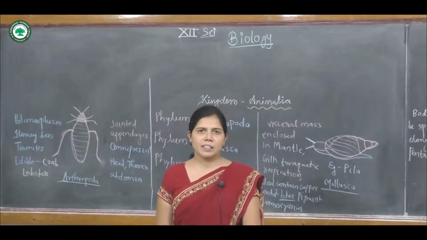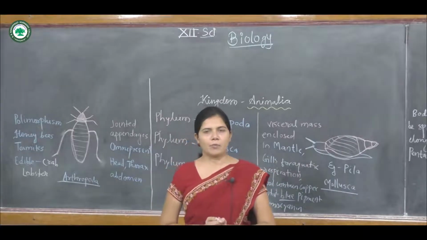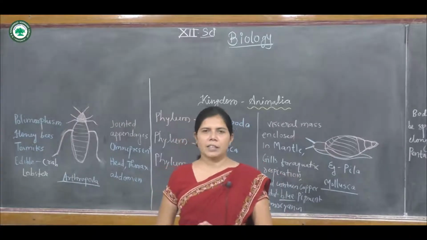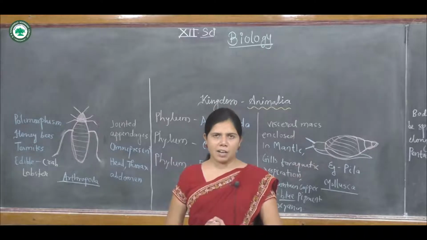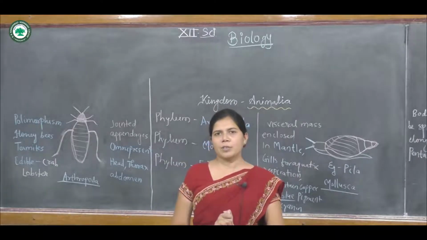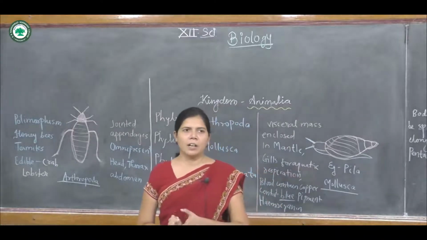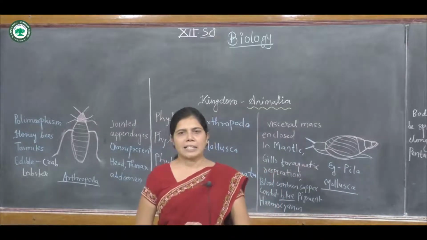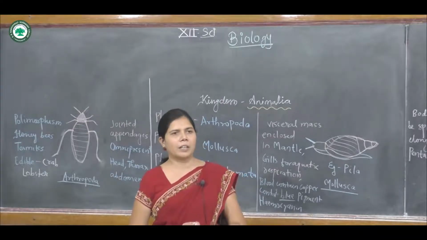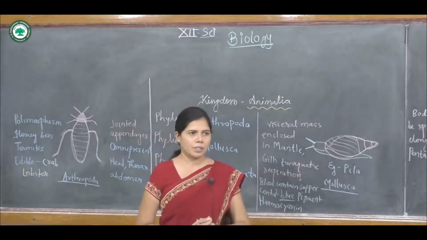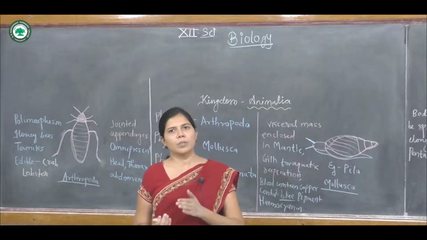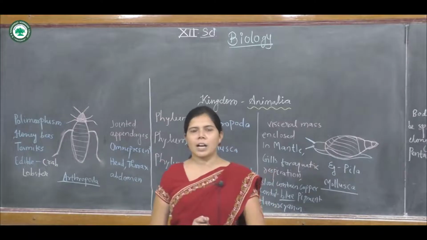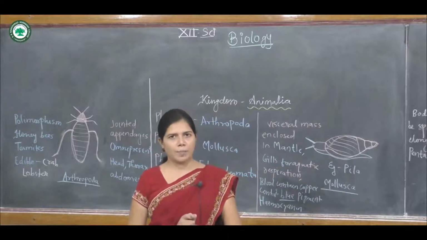We are discussing the chapter Kingdom Animalia from biology, the Kingdom Animalia chapter from 11th standard. In previous videos we discussed Protista, sponges, Porifera, the Aschelminthes, etc. The phylum means the minor phylums. Today we are going to discuss the phylum Arthropoda, phylum Mollusca and phylum Echinodermata.